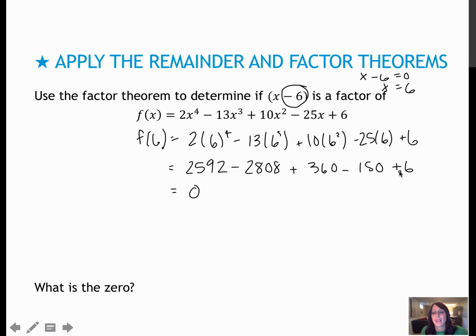So in doing all of my calculations and adding and subtracting those values, I find that it is equal to 0, which means the remainder would be 0, which means that x minus 6 is a factor. The 0 would be +6.